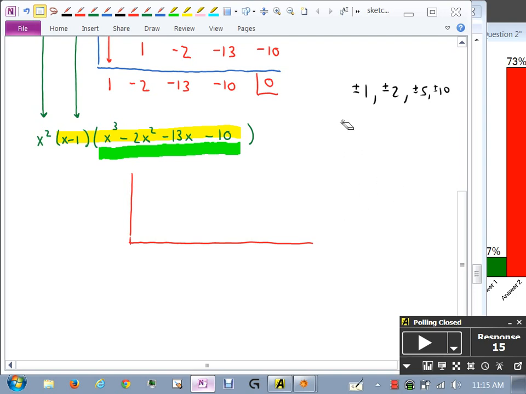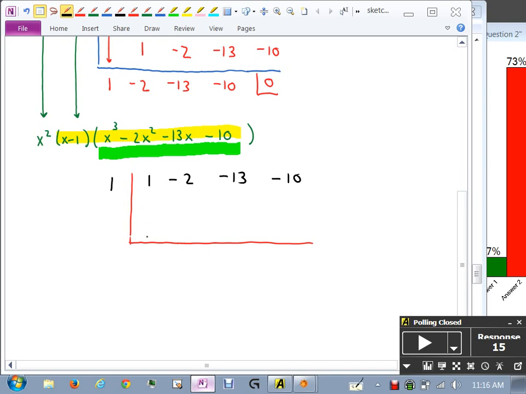Yeah? Just always start with what worked, okay? Don't go back to the one that didn't work, though. If something didn't work, don't try it again, because if it didn't work originally, it's not going to work now. Okay, so I'm going to pick up with 1 again. What goes in on the inside of this? 1, -2, -13, and -10.